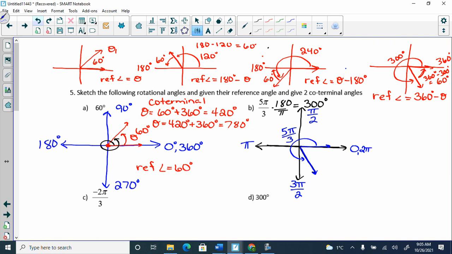So we could go 360 minus the theta, but the theta is actually in radians, isn't it? So instead of 360 minus, we would use 2 pi minus 5 pi over 3. Now we can make them have common denominators. So we could go times 3 times 3. Theta equals 6 pi over 3 minus 5 pi over 3. So it's pi over 3. This would be the reference angle.